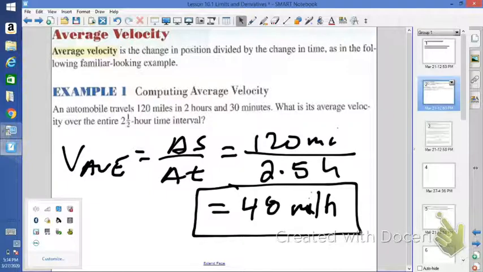So, wouldn't it be nice then if we were able to find instantaneous velocity? So instantaneous velocity is the specific velocity at a point in time. And that is the next problem. That's going to be the next example problem. And in order to find instantaneous velocity, we're going to need calculus.